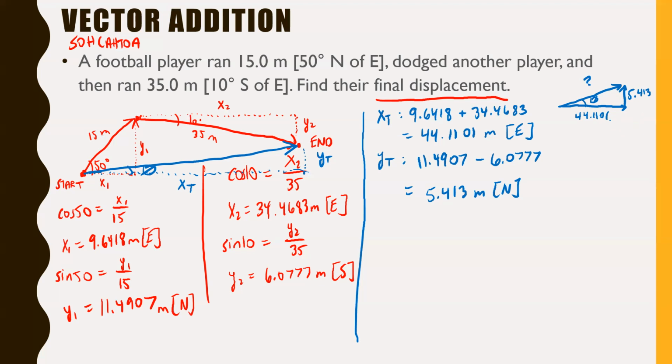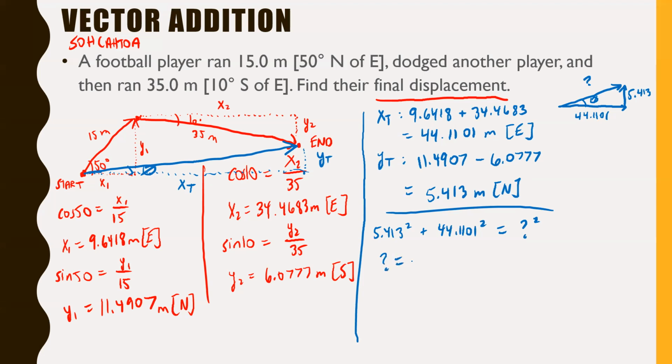Notice this forms a right triangle. This is just right triangle trigonometry now, so we can use Pythagoras to find this. So to use Pythagoras to find our question mark, we're literally just going to say 5.413 squared plus 44.1101 squared equals that question mark squared. Hopefully you guys know how to do Pythagoras at this point, so I'm not going to show all my work here just because I'm running out of room. But I am going to calculate this real quick. Don't forget to square root your answer.